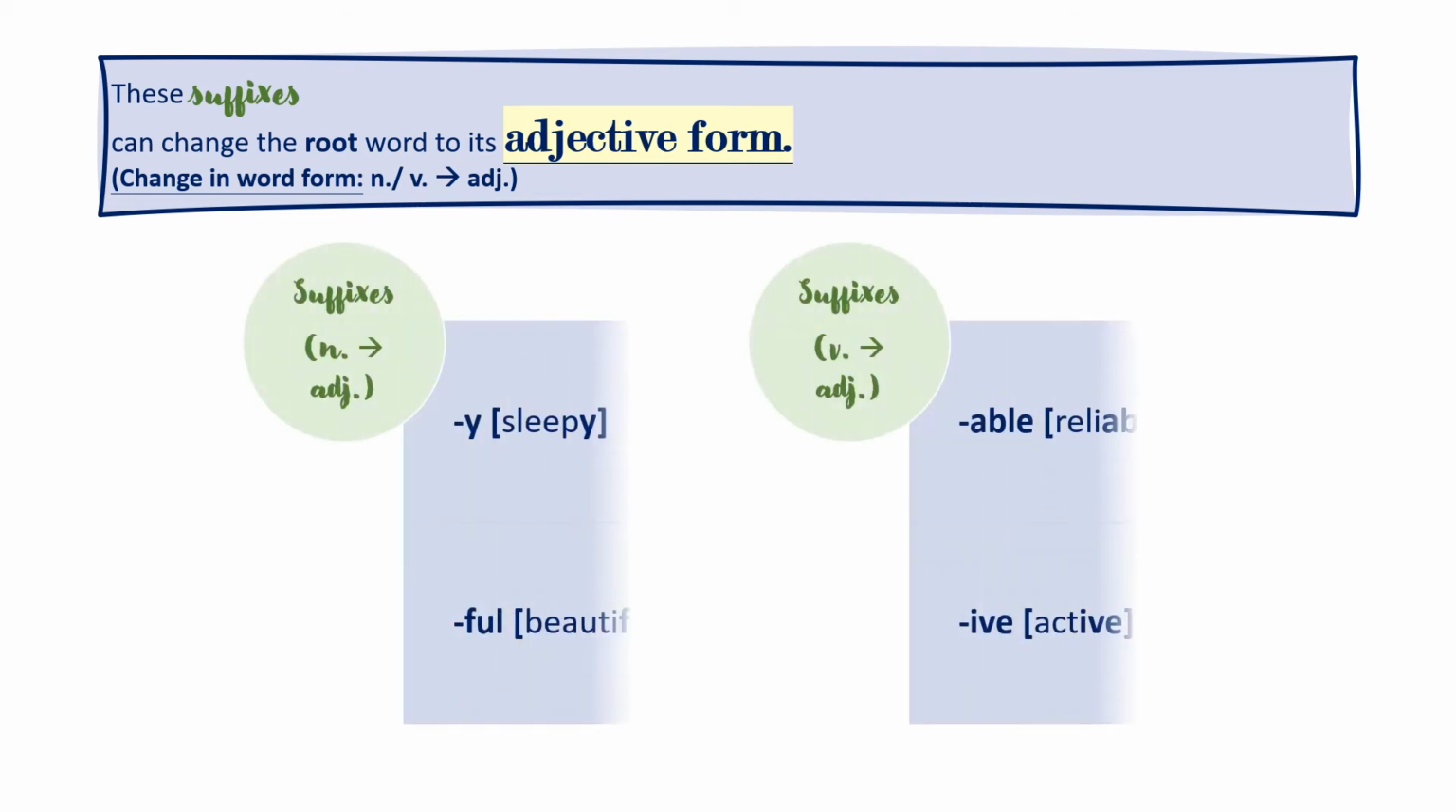Some suffixes can change the root word to its adjective form. Some suffixes changed the noun to an adjective. They are y, as in sleepy, and full, as in beautiful. Some suffixes change the root word from a verb to an adjective. They are able, as in reliable, and if, as in active.